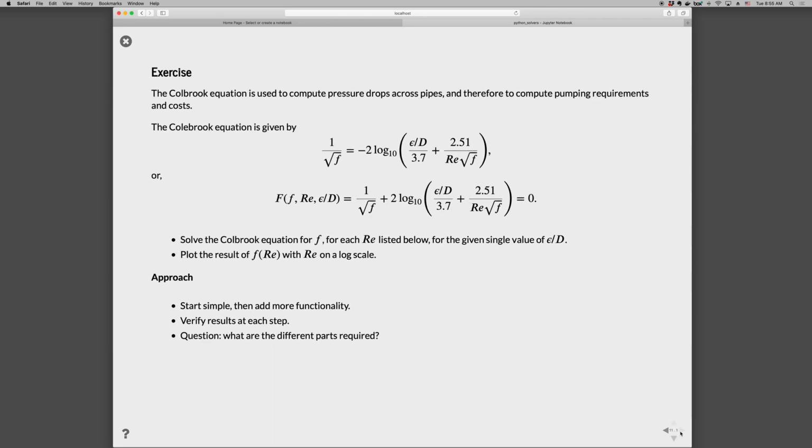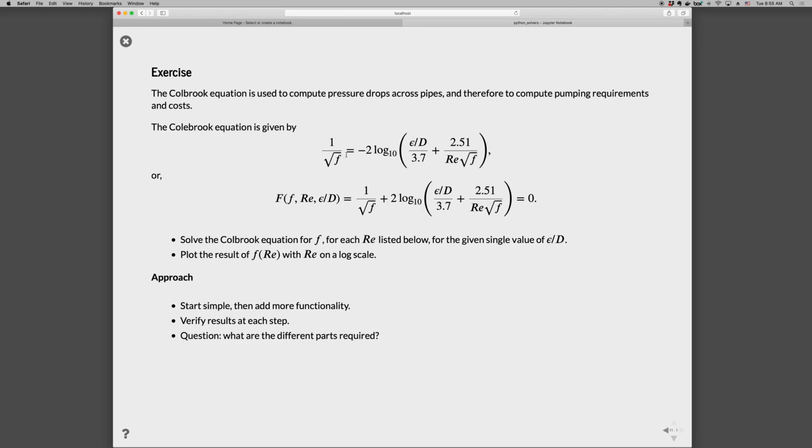Okay, and the final exercise, the Colebrook equation. So this one's a little bit more realistic. Instead of just x's, y's, and z's, the Colebrook equation is used to find the pressure drop across pipes, compute pumping requirements and costs. The Colebrook equation is given by the following equation. Here, f is our unknown.